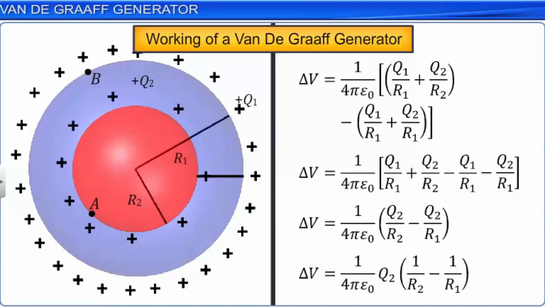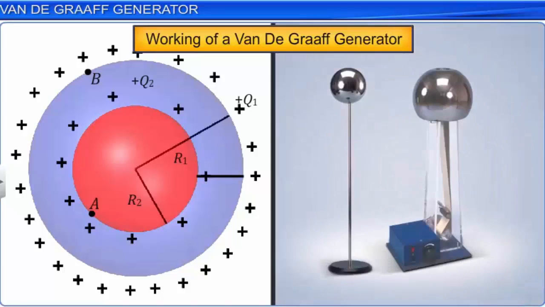Due to the small charged sphere, which is within the large sphere, we can keep piling up larger and larger amounts of charge on the latter. This is the principle of the Van de Graaff generator.